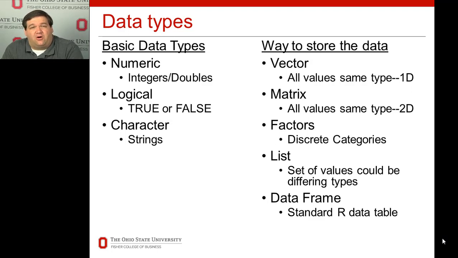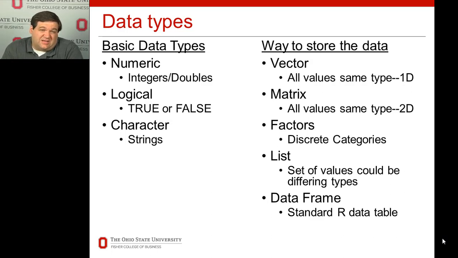Factors are how R stores items with discrete categories. For example, I might say, how do I rate this restaurant? Poor, fair, good, excellent. Those are specific values. They are strings, they are characters, but I'm only going to allow you to pick one of those four options. If those are the only four values you can pick, a lot of times R likes to refer to those as factors, because there are only discrete options that you can choose. We'll talk more about that in a few videos.